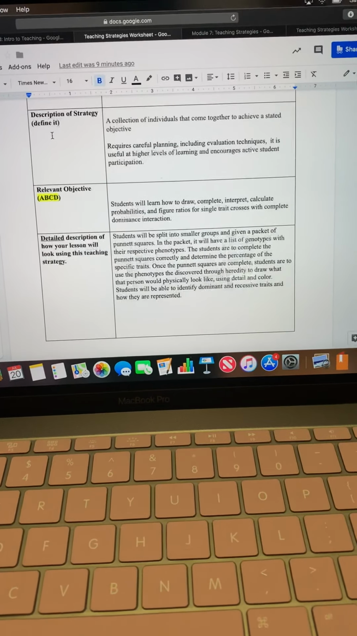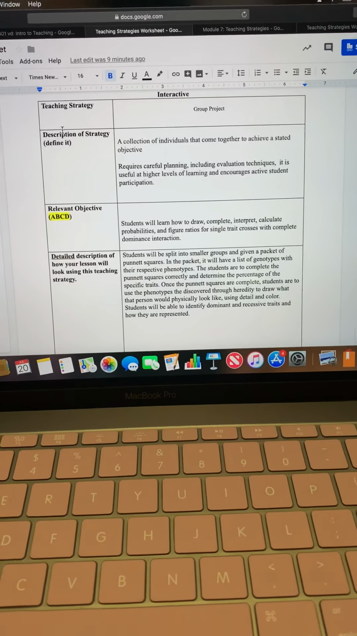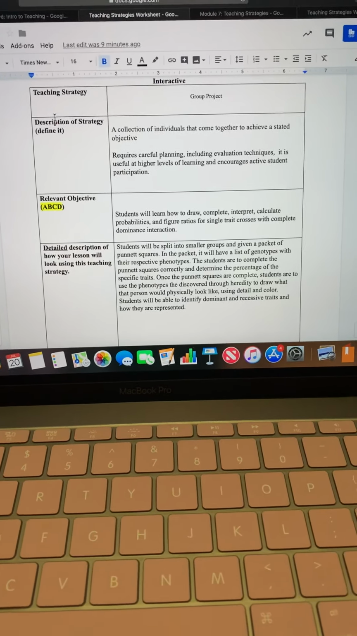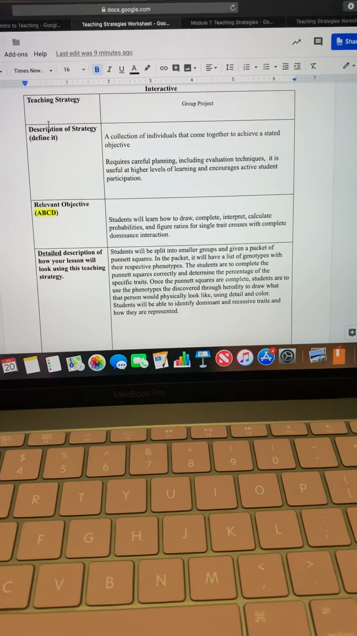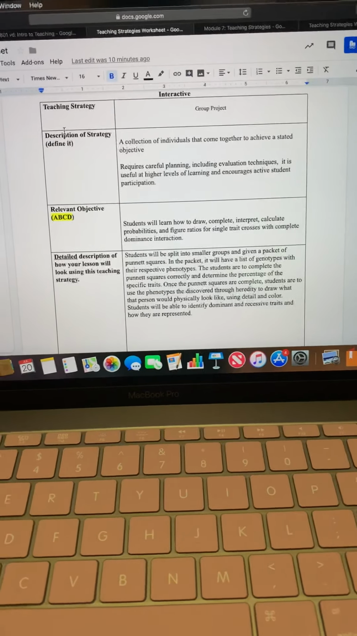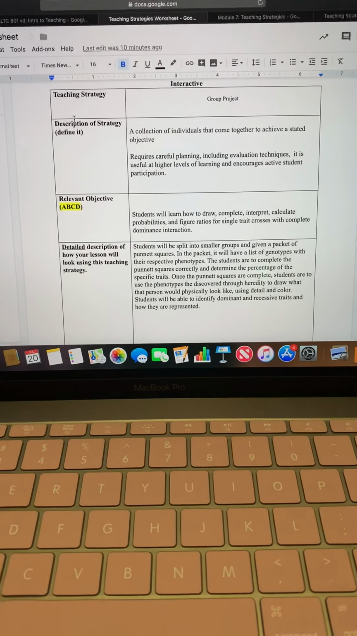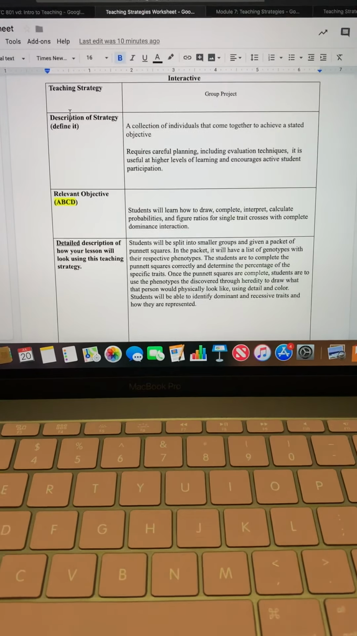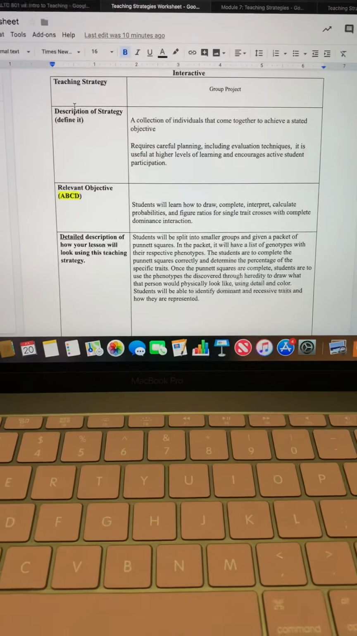So I think learning Punnett Squares is a really big thing, and I thought a group project would be a good way to do it because they would be able to help each other out, and it's kind of like a team interaction. And I also thought it would be cool if they could build relationships and see why they have the physical characteristics that they have.